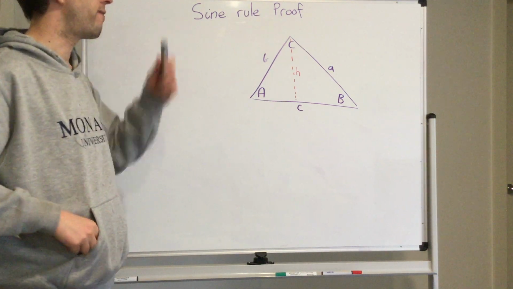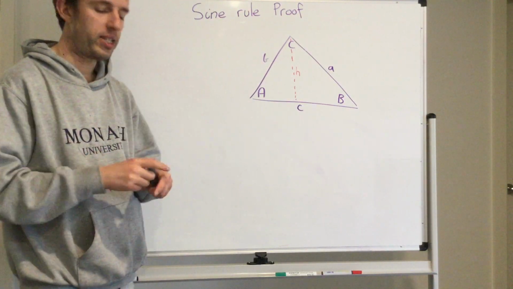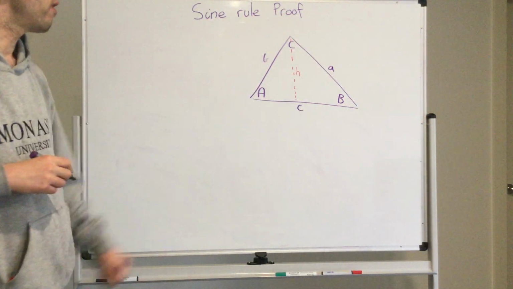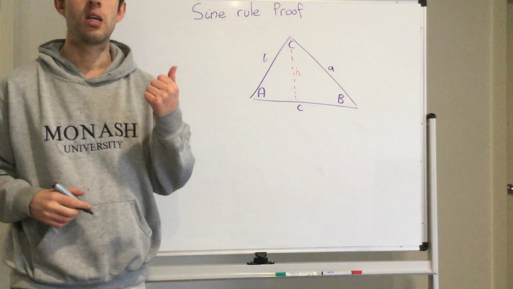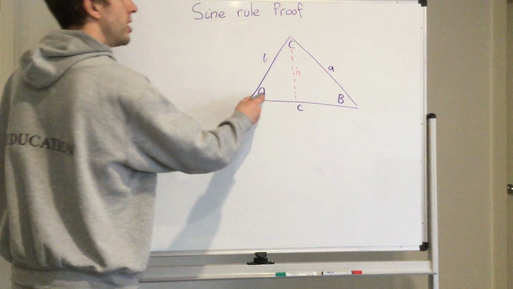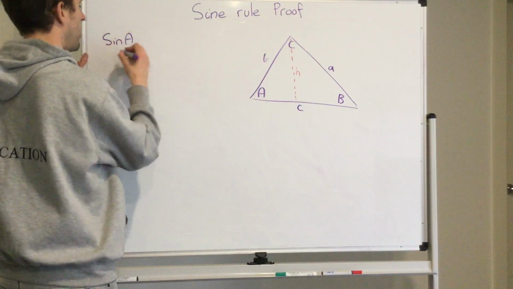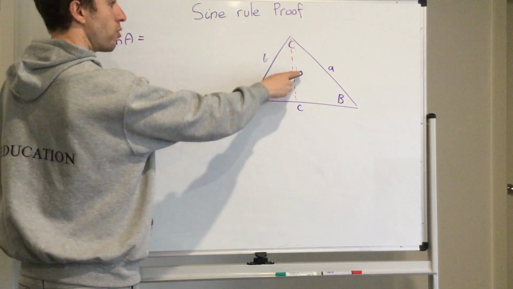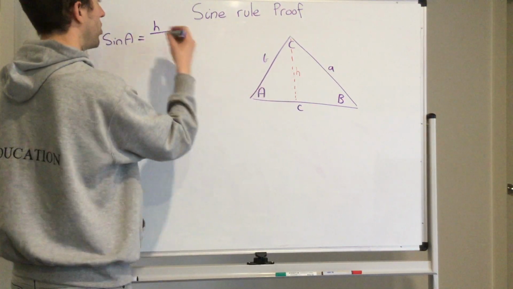So we are going to find the sine rule and prove it through our investigations. To start off, I'm just going to use what we know about sine. Sine is opposite over hypotenuse. So I'm going to look at sine A. Sine A equals opposite, which is h, height, over hypotenuse b.